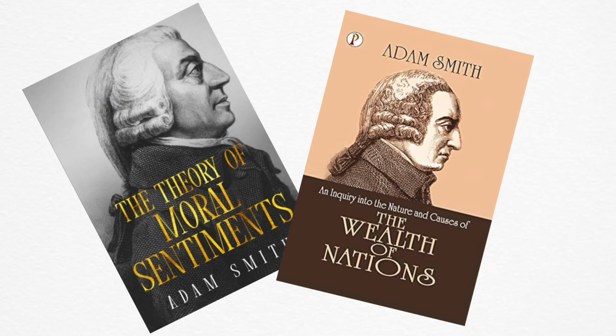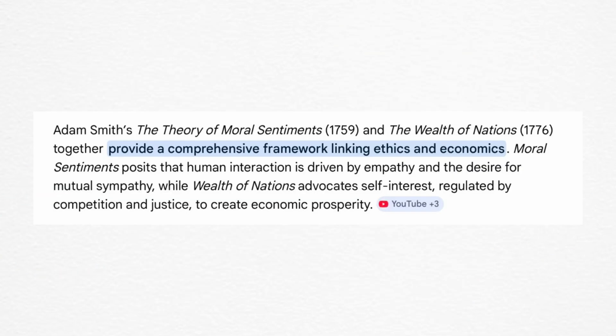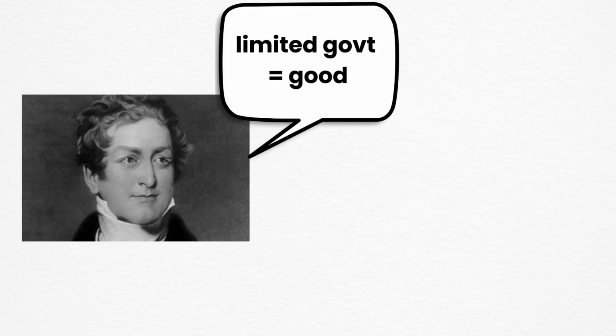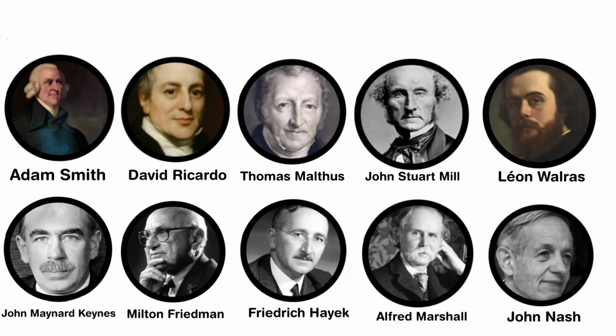He would publish two major works in his lifetime: The Theory of Moral Sentiments and The Wealth of Nations, books that would shape economics even to this day. In these books, he would talk about concepts like the invisible hand, free markets, and more. He believed in limited government, dying in 1790 after requesting his closest friends to burn his unpublished works.